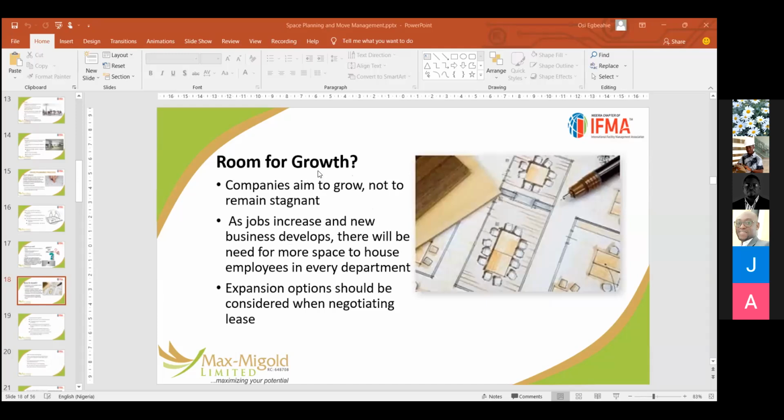Room for growth. Companies aim to grow, not to remain stagnant. As jobs increase and new business develops, there will be need for more space to house employees in every department. Expansion options should be considered when negotiating your lease. It's very important for us. I've mentioned that.